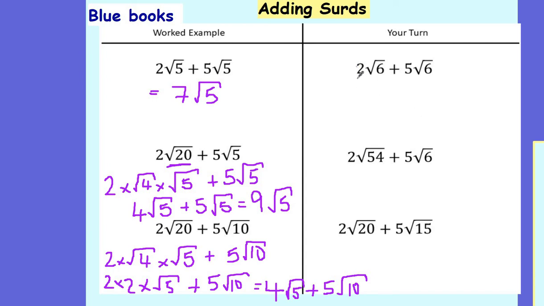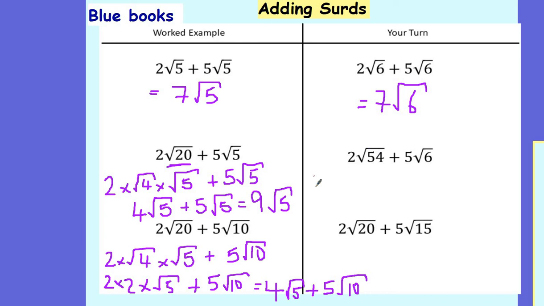Okay, I'll go through the answers. I've got 2 lots of the square root of 6 and I add on 5 lots of the square root of 6. So altogether for that first one, I've got 7 lots of the square root of 6. For the second one, I've got 2 square root 54 plus 5 square root 6.